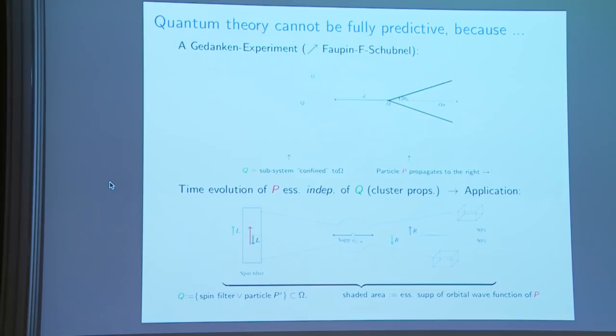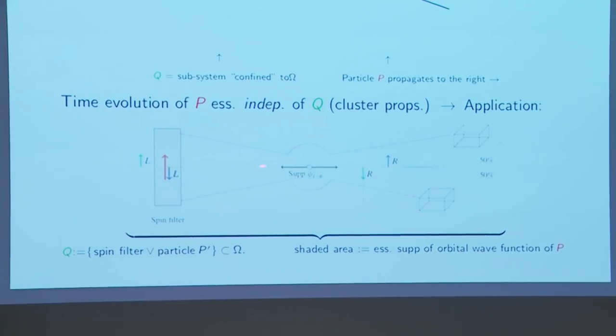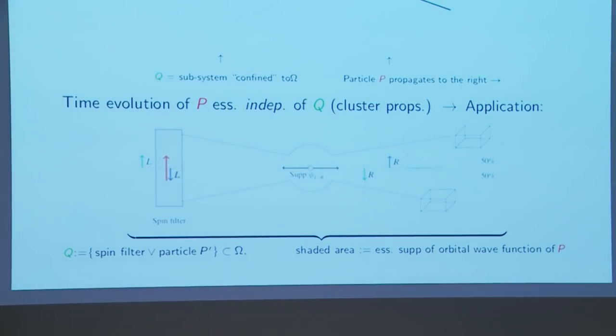And the point is now that very reasonable quantum mechanical time evolutions have the property that the evolution of P is essentially independent of the evolution of the degrees of freedom of Q, even if Q has very many degrees of freedom, simply by cluster properties of the time evolution. Now we look at the concrete realization of this setup. Q consists of a spin filter that measures the component of the spin of a particle in the z direction. And it consists of a particle P prime whose orbital wave function is prepared in such a way that it propagates into a cone opening to the left and hitting the spin filter.